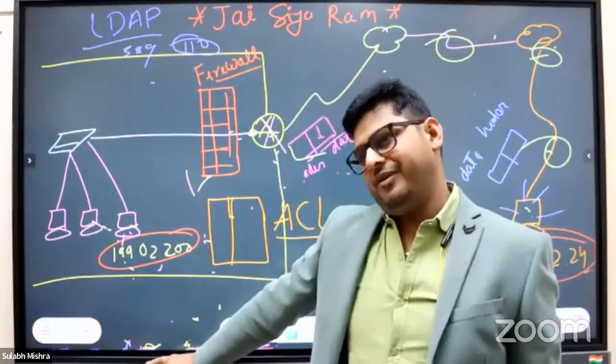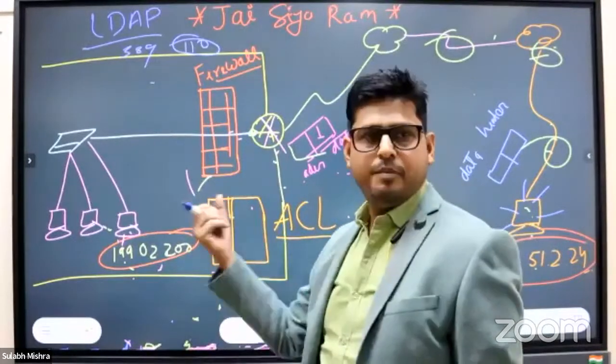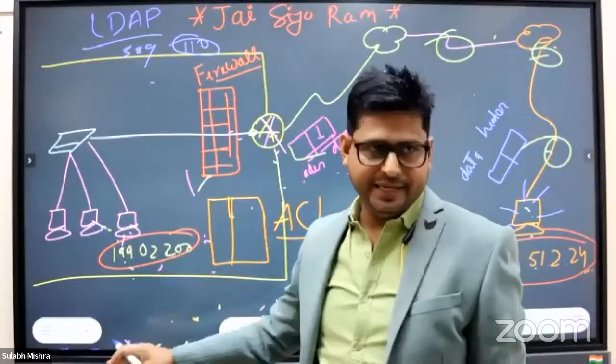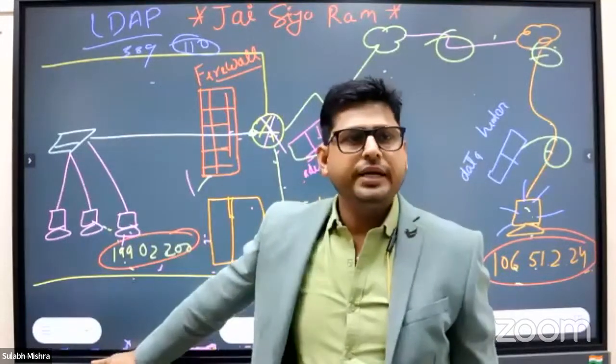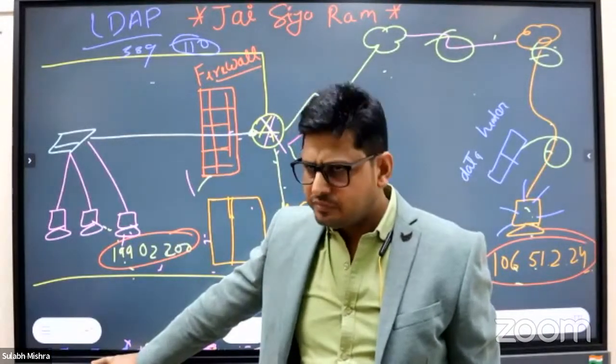Now who will tell the firewall? Who will inform the firewall to put the data on the ACL? Based on that, it can allow or disallow, right?